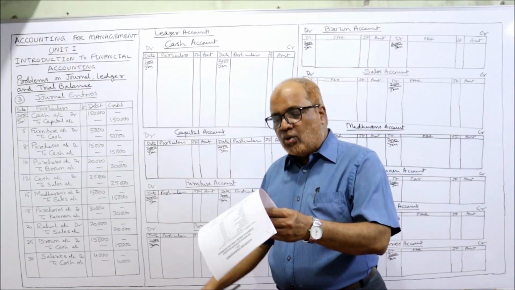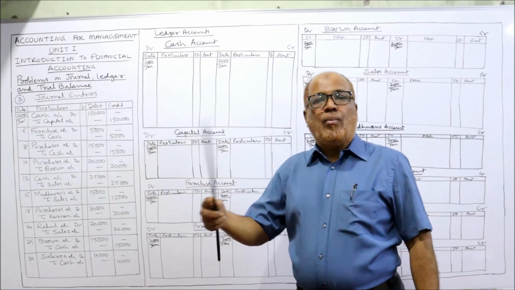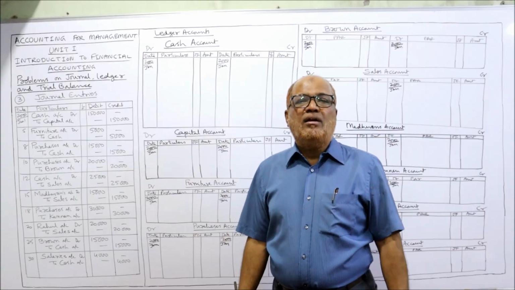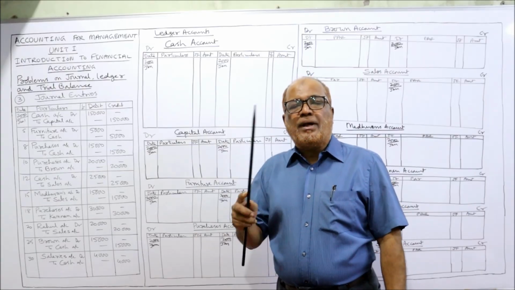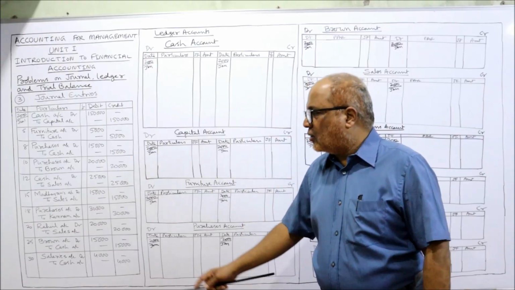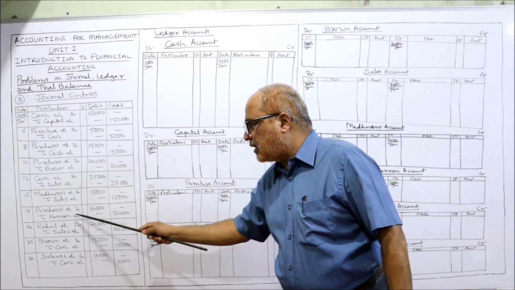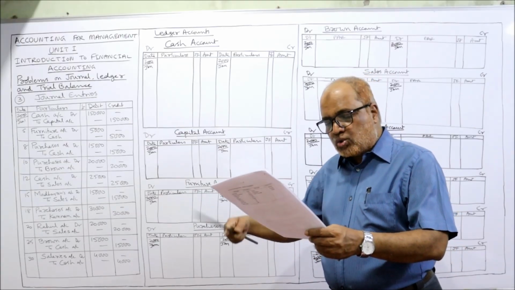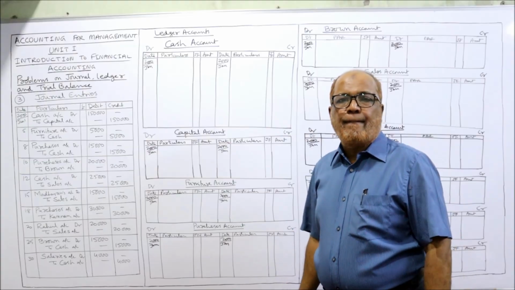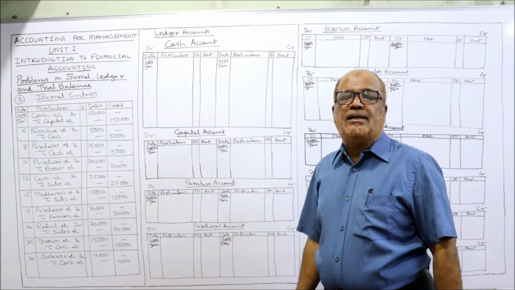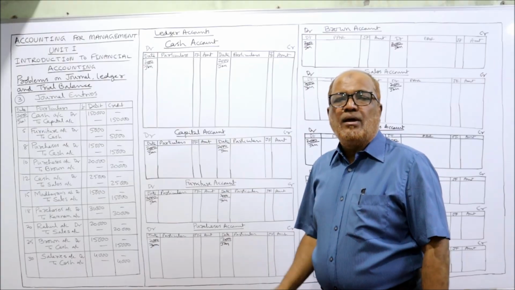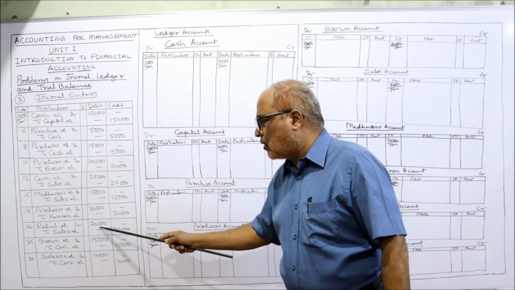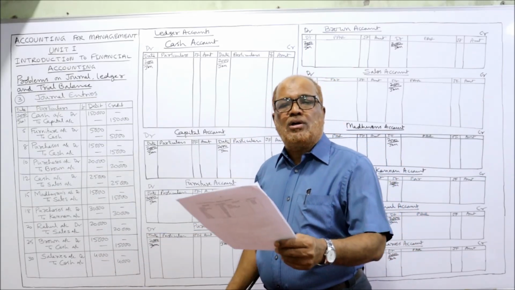Next comes bought goods on credit from Kannan. Bought goods means purchased goods, so purchases account debit. Who is the giver? Kannan is the giver. Purchases account debit to Kannan account 30,000, being the goods purchased on credit. Next, sold goods on credit to Rahul. Again, selling of goods on credit, so Rahul is the receiver. Rahul account debit to sales account 20,000, being the goods sold on credit.